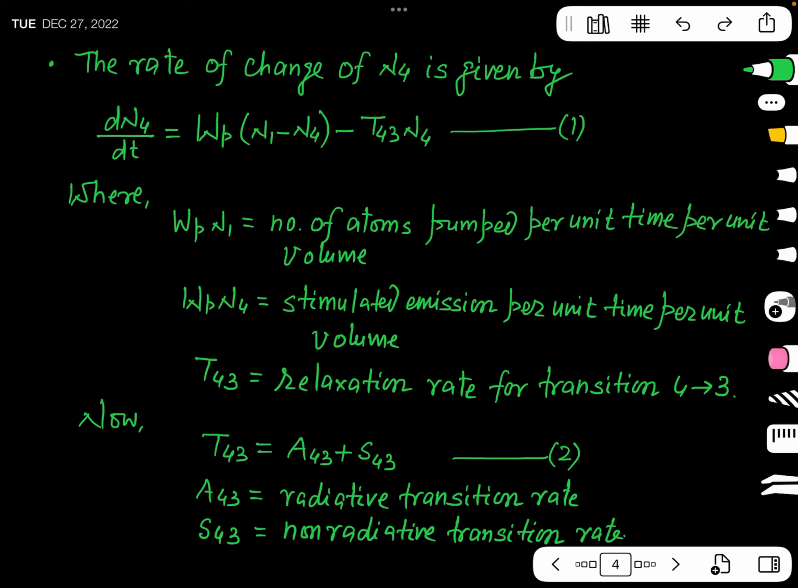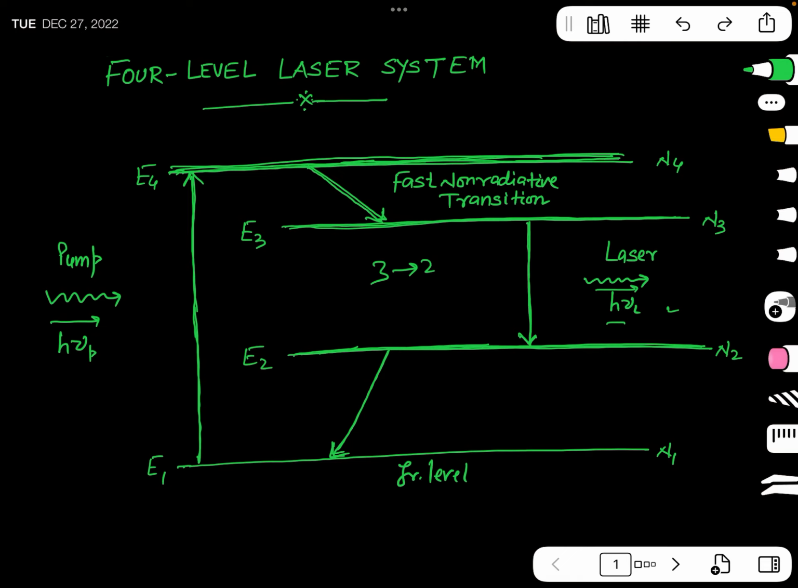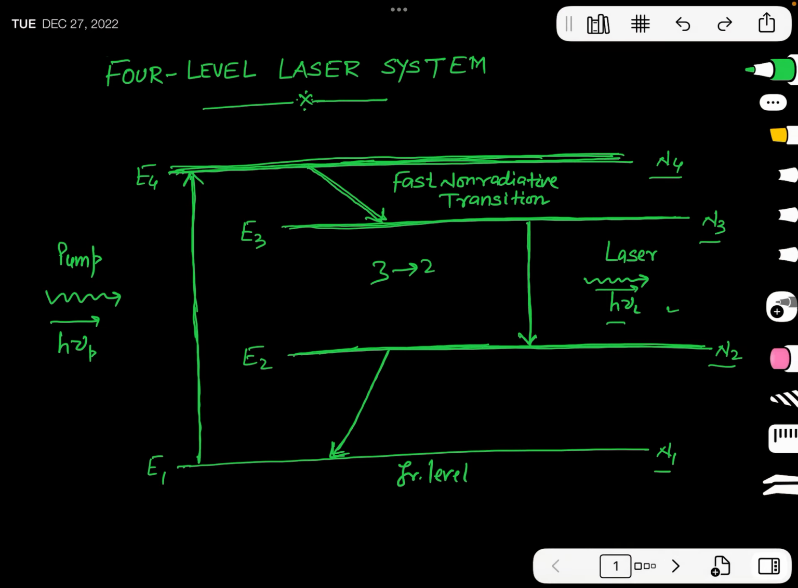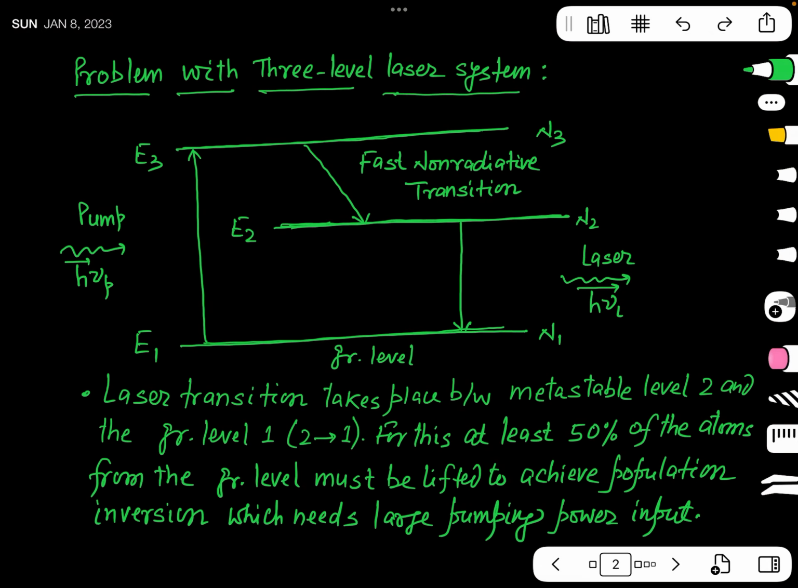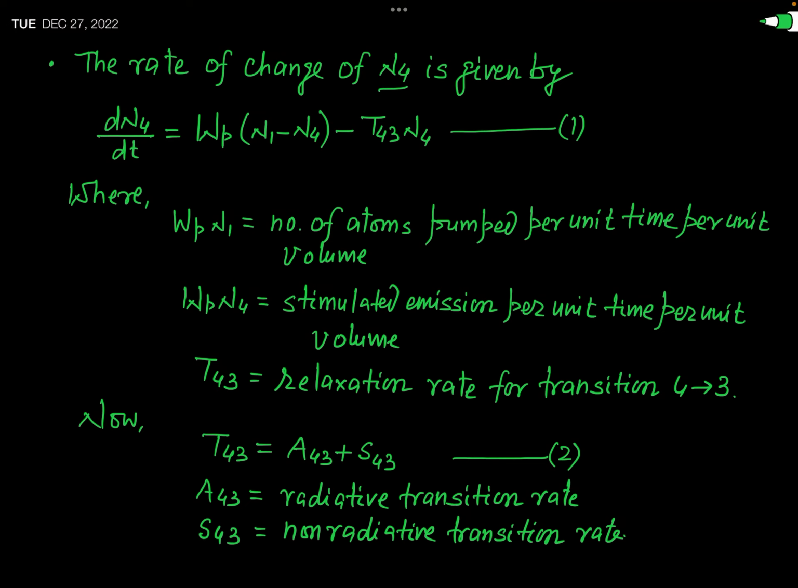I have assumed that in level 1 the population density is N1, in level 2 it is N2, in level 3 it is N3, and in level 4 it is N4. These are the number of atoms present in these energy levels in unit volume. This is also called population density. So the rate of change of N4 will be given by this equation.